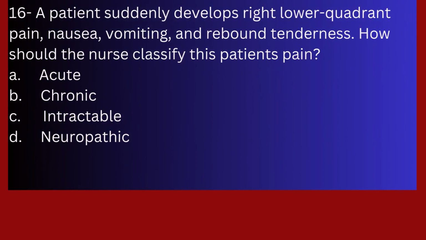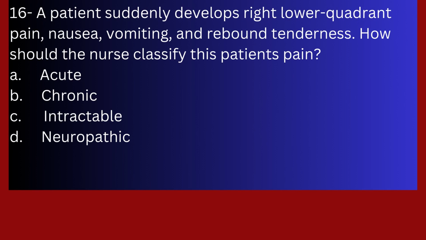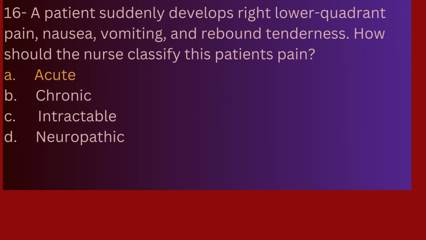Question number 16. A patient suddenly develops right lower quadrant pain, nausea, vomiting, and rebound tenderness. How would the nurse classify this patient's pain? A. Acute. B. Chronic. C. Intractable. D. Neuropathic. The answer is A. Acute.